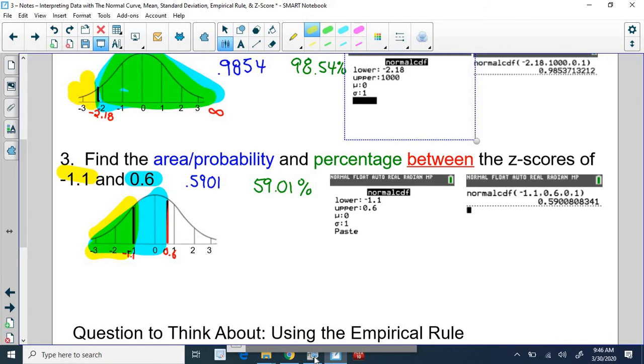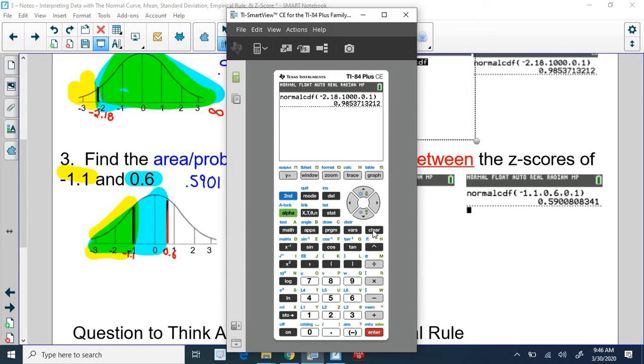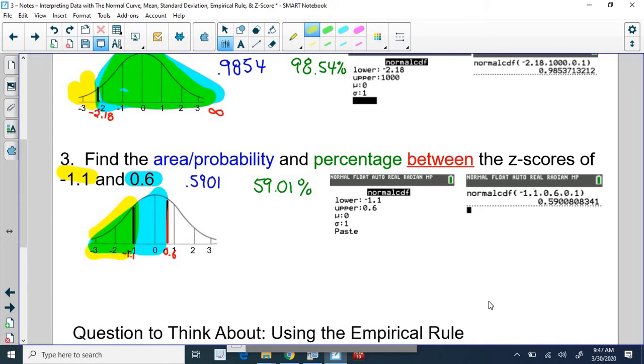And this is where the calculator really shines, because to do it on the calculator here, you would simply go second, distribution, number 2, and then put in the lower domain limit, negative 1.1, hit enter, and then put in the upper domain limit, which is 0.6. Then just hit enter, and it will calculate the value. So the value is 0.5901 if you go to 4 decimal places. So there is no chart for between values. You either have to subtract or just type it in the calculator with the domain.